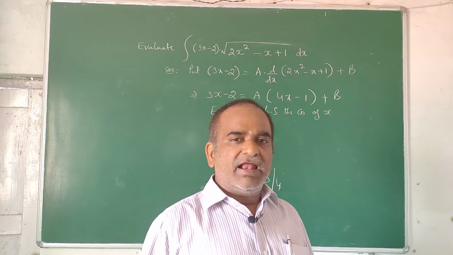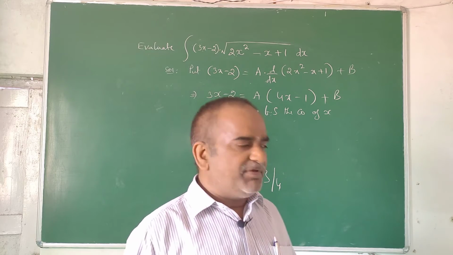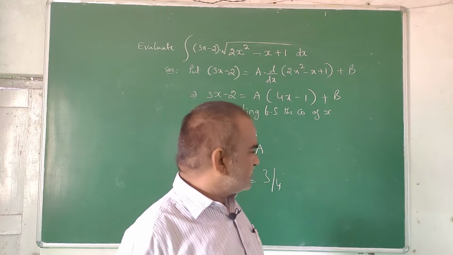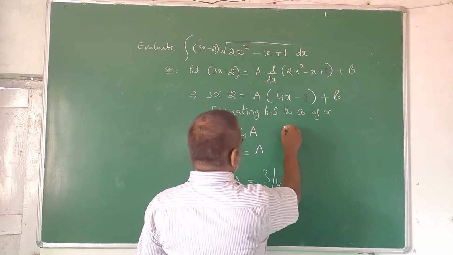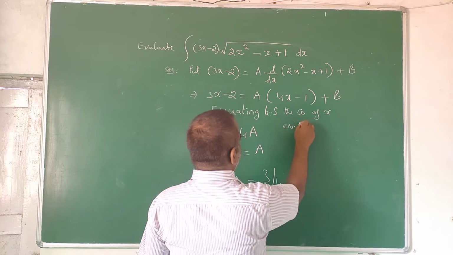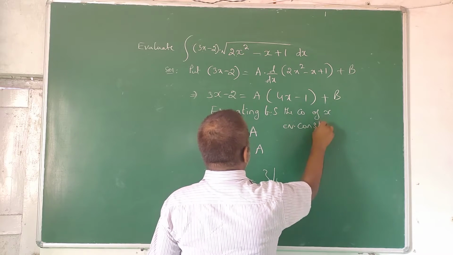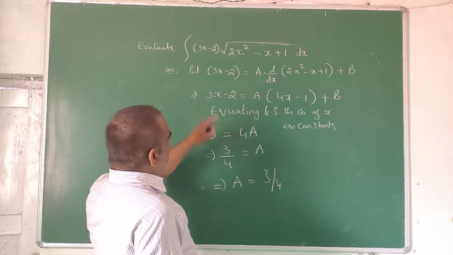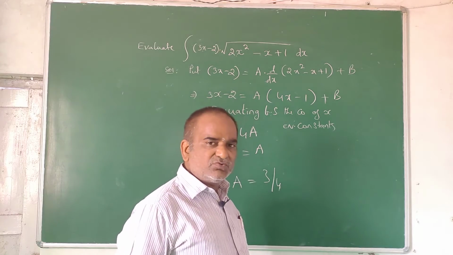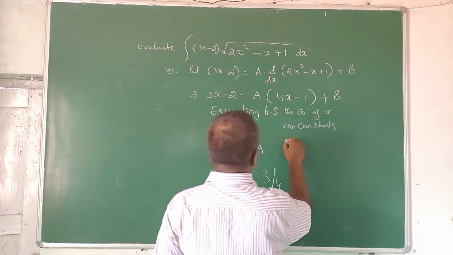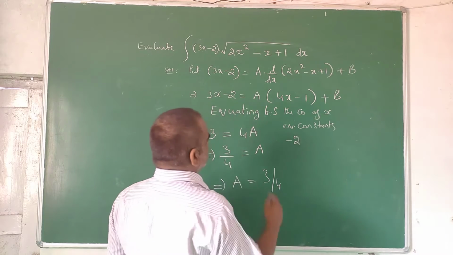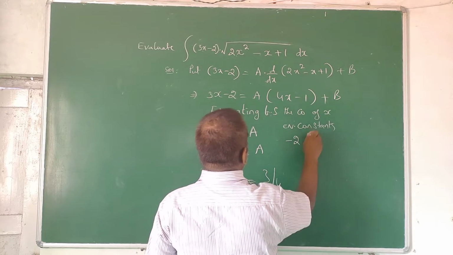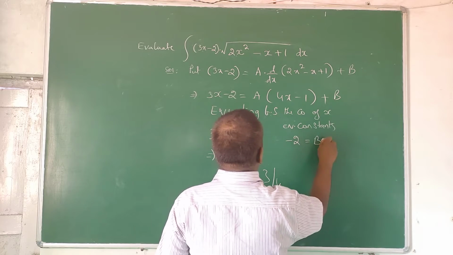So you got a value 3 by 4. Now you have to get b value. For that you have to equate constants on both sides. So equating constants on both sides, this side the constant is minus 2. That side the constant is minus a plus b, which is b minus a.